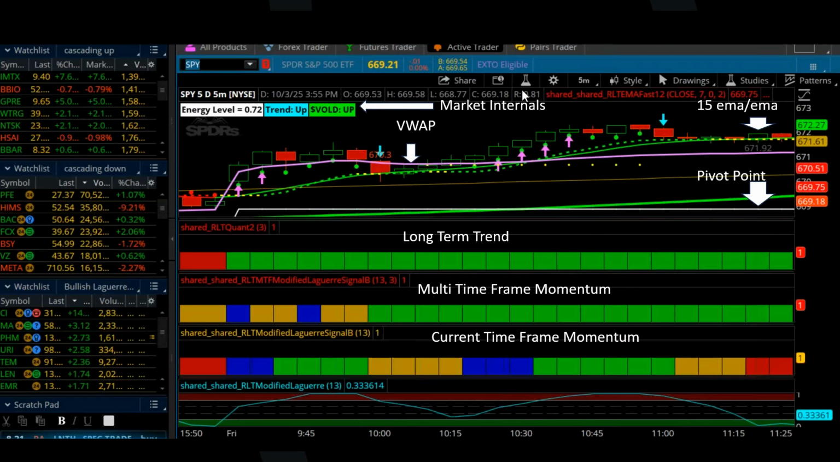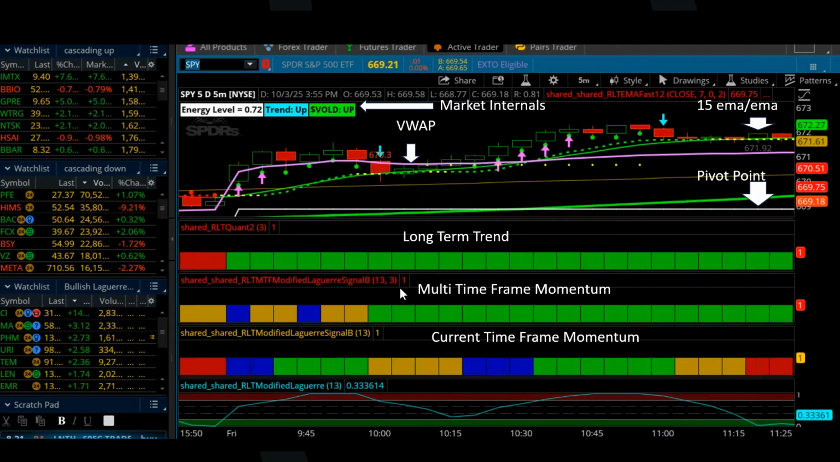Okay. Now again, here is the setup that we looked at earlier. So here's the market internals. That's telling you which way the New York Stock Exchange is trending for the day. Here's your current time frame momentum right here. This is the key thing. We're going to look at a bunch of trades using this particular indicator right here. This is multi-time frame, this is long-term trend, but here's what we're going to focus on, right? And obviously we're going to be looking at the pivot point. We're going to be looking at the VWAP right here and the 15 EMA.